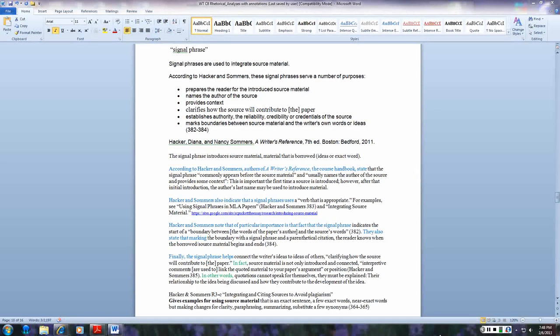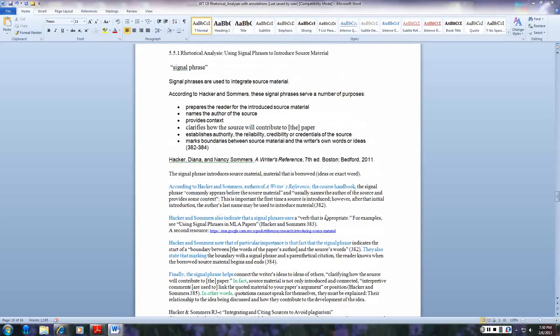Now, in the remainder of this paper, what I've done is given you the same information that I gave you in the bulleted points, but I use signal phrases. So let's look at those briefly. According to Hacker and Summers, authors of A Writer's Reference, the course handbook, the signal phrase commonly appears before the source material and usually names the author of the source and some context. This is important the first time the source is introduced. However, after the initial introduction, the author's last name may be used to introduce the material.